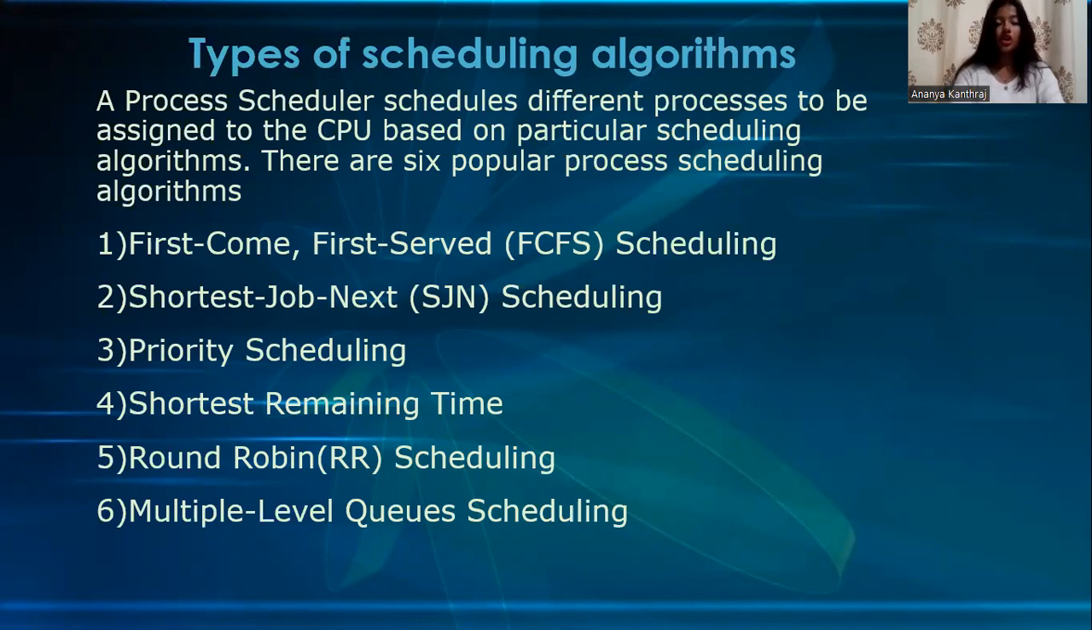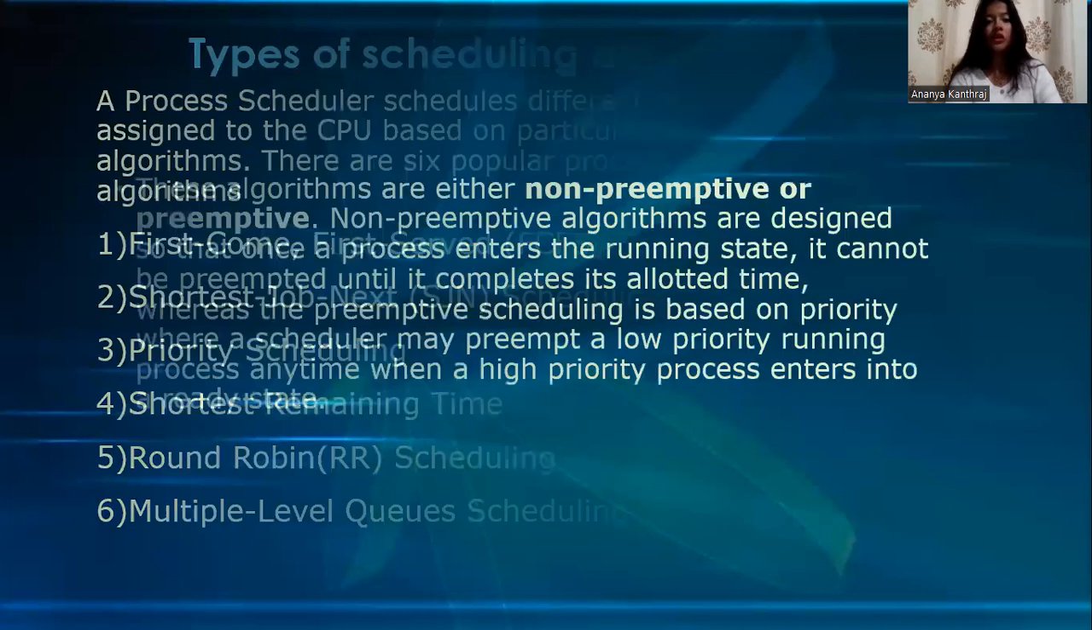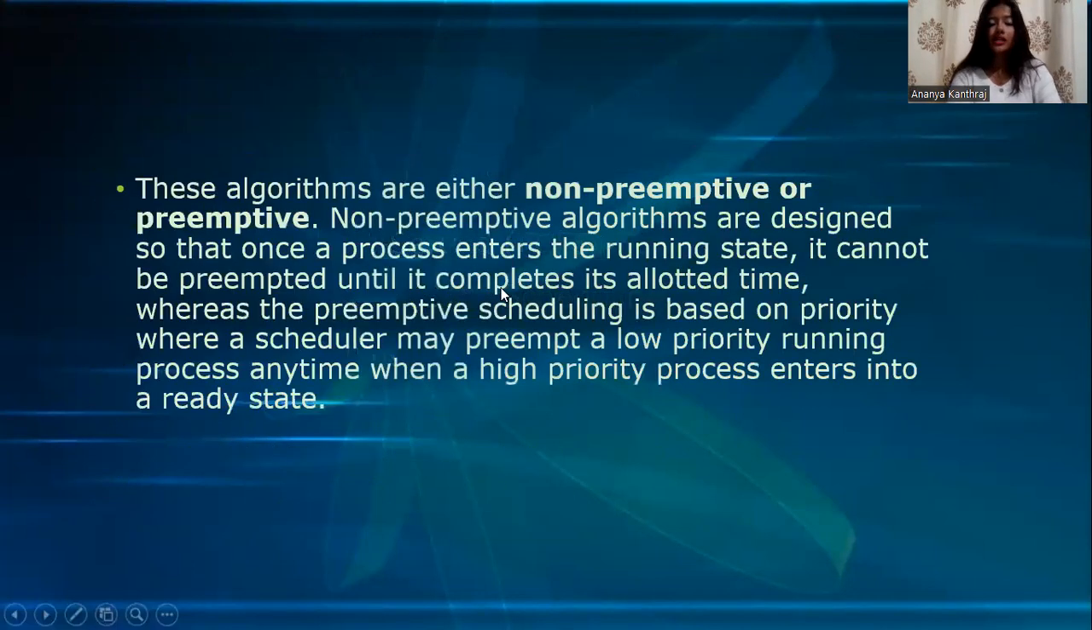The second is shortest job next scheduling, also known as SJN. The third is priority scheduling. The fourth is shortest remaining time. The fifth is round robin scheduling. The sixth is multiple level scheduling queues. These algorithms can be either non-preemptive or preemptive. We'll look into that in the further slides.